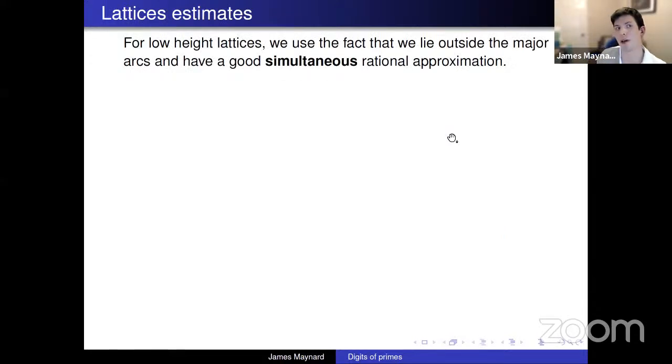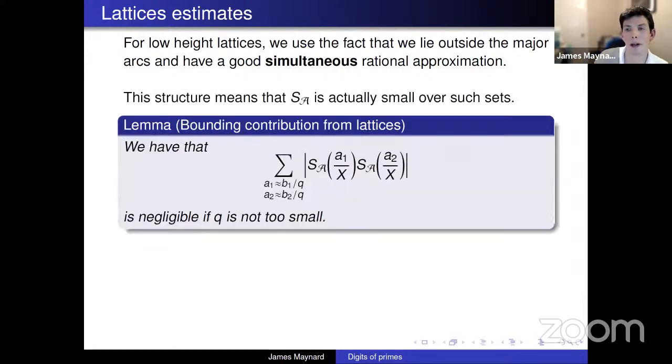But then you also need to control the contribution from lattices. And I mentioned before that this contribution from lattices is when the Fourier frequencies have a simultaneous Diophantine approximation. So unfortunately, you can't make any mileage of the fact that the Fourier frequencies are restricted to a sparse set in this case. And so we don't use that at all.